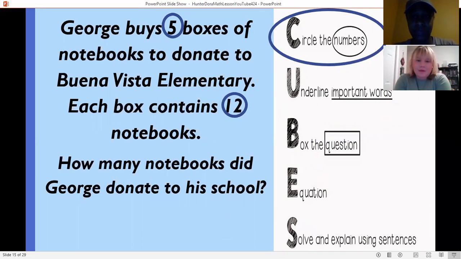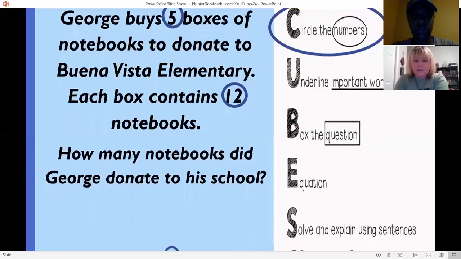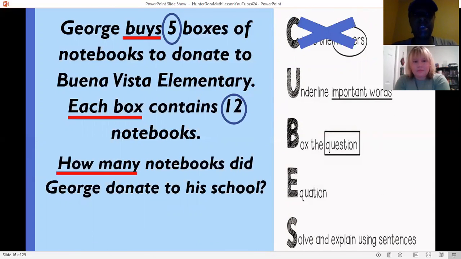All right, boys and girls, I hope that you saw 5 and 12 were the numbers in this problem as well, that you would have circled. Now we are going to move on to U for underline important words. All right. He buys 5 boxes. That means that is what he had in his possession. And then it tells us that each box contains 12 notebooks, and how many. So each box tells me that I'm going to have to multiply. And when I saw how many, that was the clue to signal that that's a part of the question. That is what I'm trying to find out.